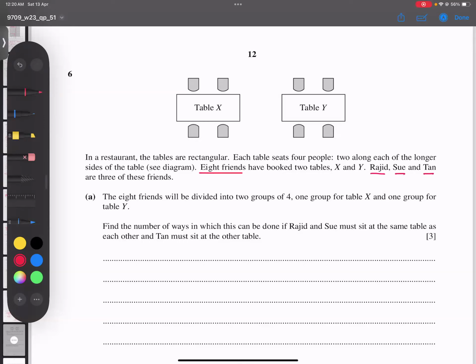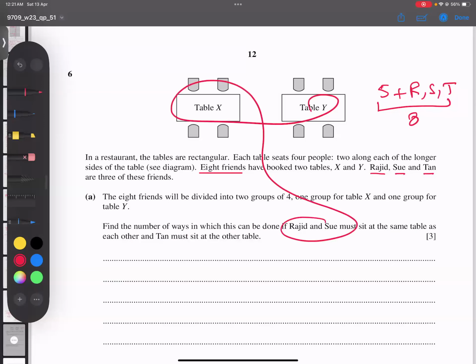So it means 5 plus 3 friends. 3 special names, R, S, and T, plus 5 become 8 in total. So what the question is: find the number of ways in which this can be done if R and Sue must sit at the same table as each other, and Tan must sit at the other table. So he did not mention which table they will sit at, X or Y. So we have 2 possibilities.